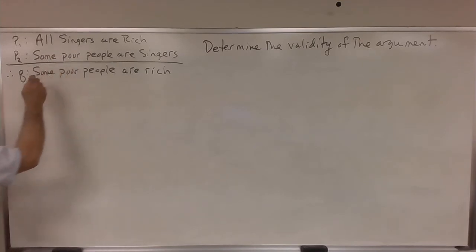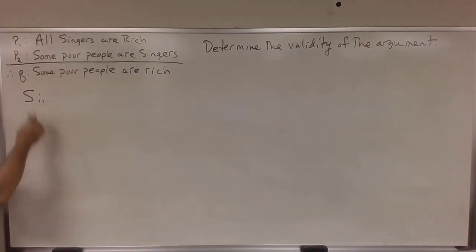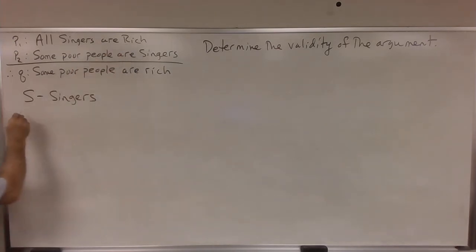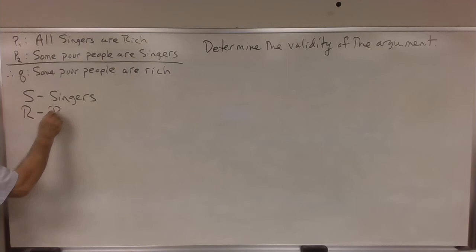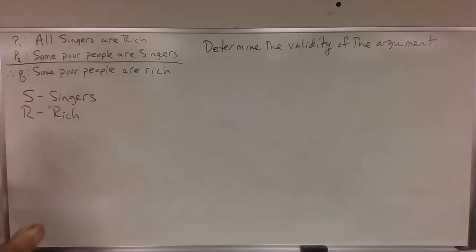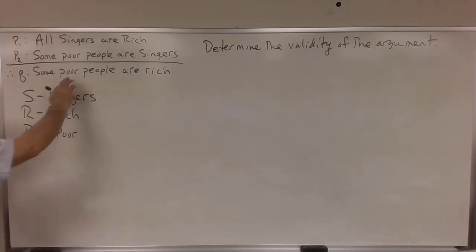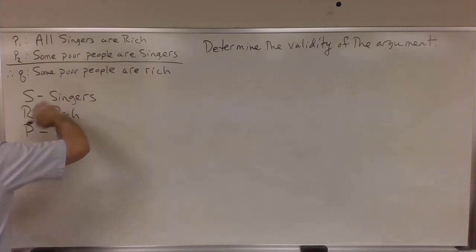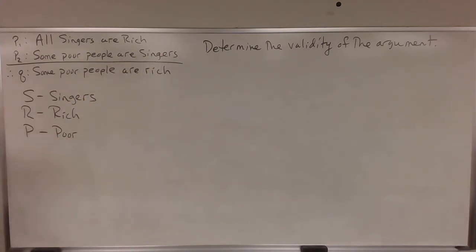Let's see. S for singers. So S is the set of all singers. R is the set of all rich people. And I guess we have poor people, so P, the set of all poor people. Do we have anybody else? We got poor, we got rich, we got singers. I think that's it. Okay.